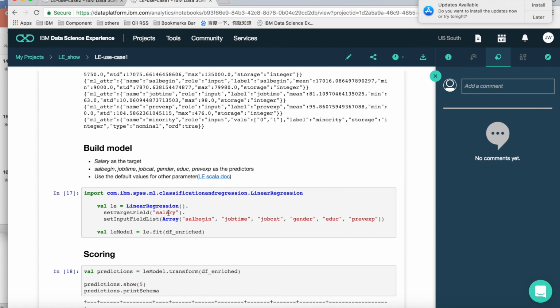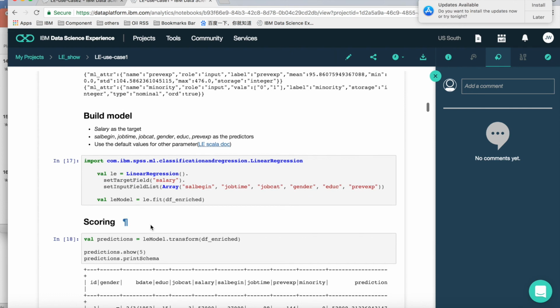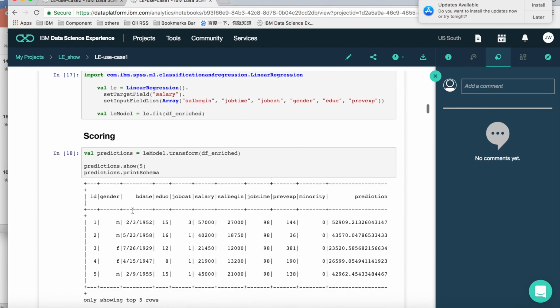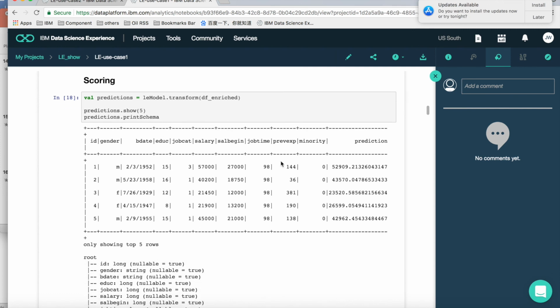Here I set the target salary and the other predictors as the input field list. After fitting, the model is saved in LE model, and the scoring is also very easy. Here I use the enriched data as the scoring predictor data. After the scoring process, look here. This is the prediction target. This is the observed target. We can see it is close, but has a distance.